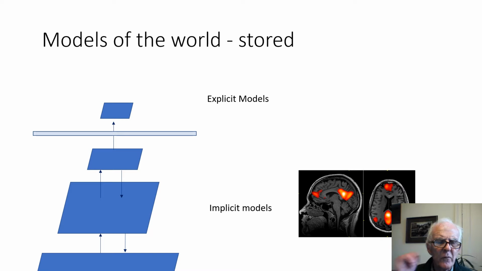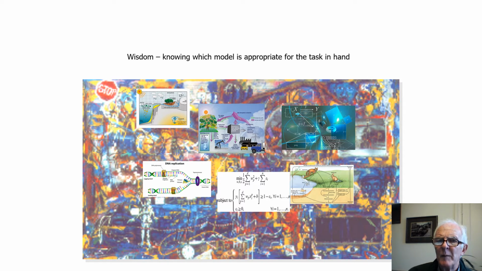So most of what goes on with these models ticks away below the level of consciousness, but occasionally we actually can articulate explicit models which rise above the level of consciousness, and we can actually share these with other people and actually make them more specific by writing them down and sharing them that way. And there are a number of models on how we might approach the world out there, and I think wisdom is knowing which model is appropriate for the task in hand.